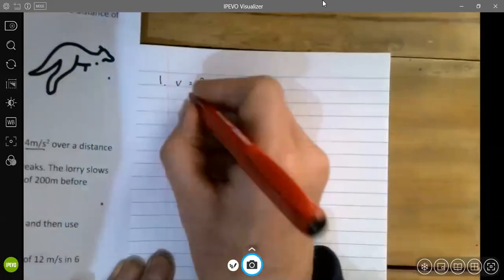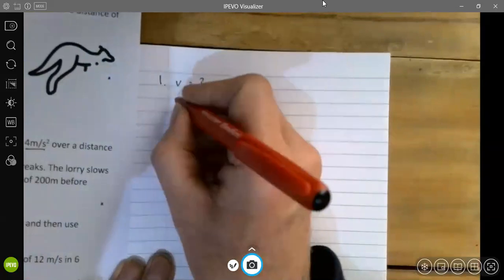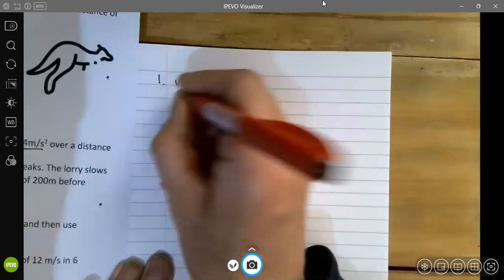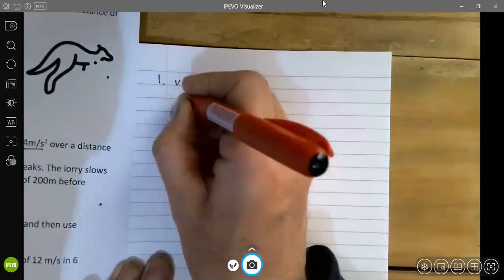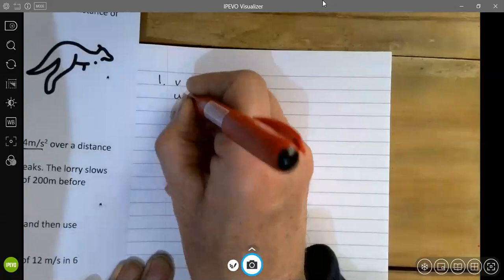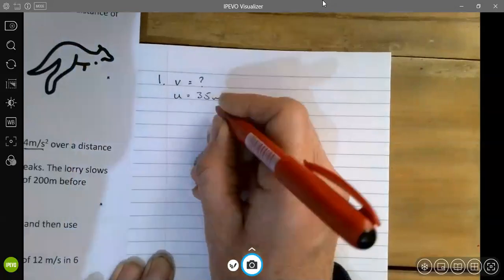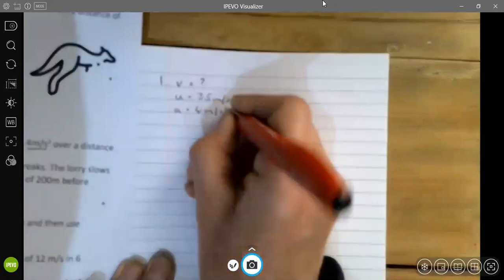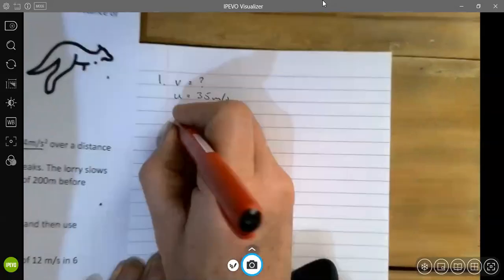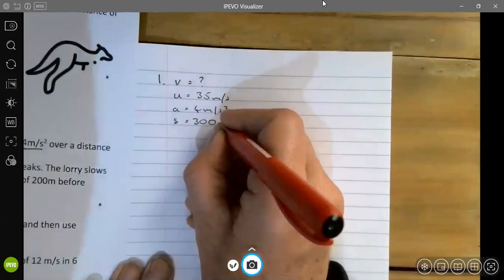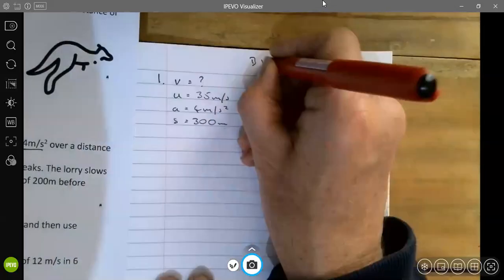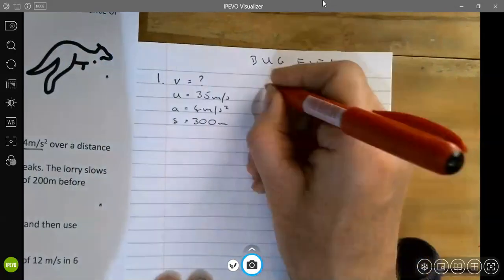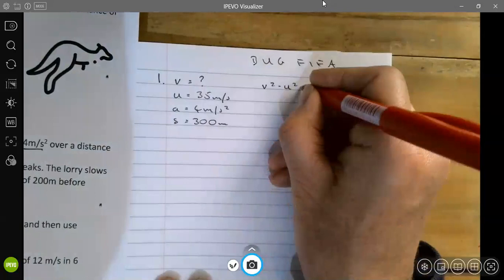So now I've got my data. I've underlined it, so I'm going to grab it. A helicopter is flying at 35 meters per second, so that's its initial velocity. It accelerates at 4 meters per second squared over a distance of 300 meters, so that's displacement, 300 meters. Now, if I'm using BUG FIFA, I need to write down my formula. My formula is v squared minus u squared equals 2as.